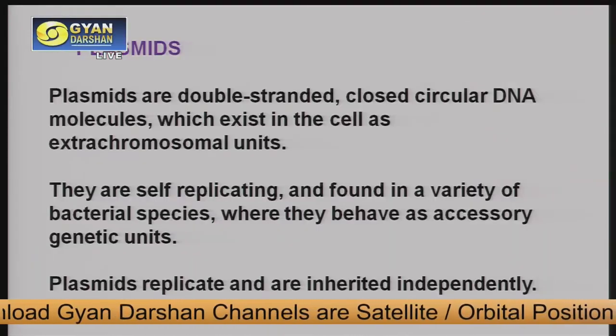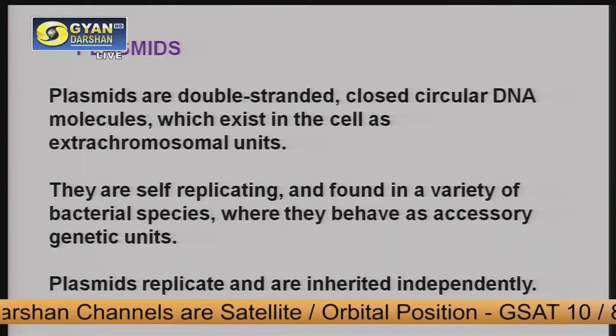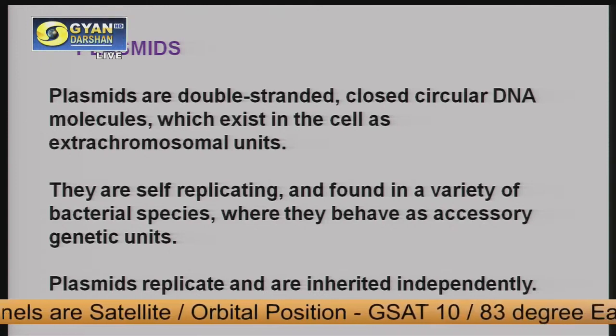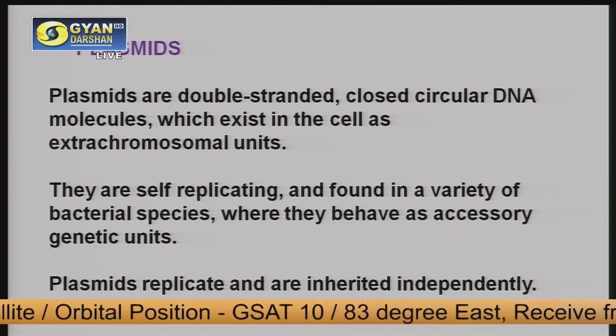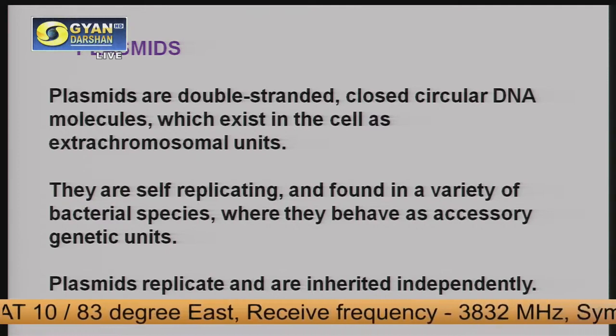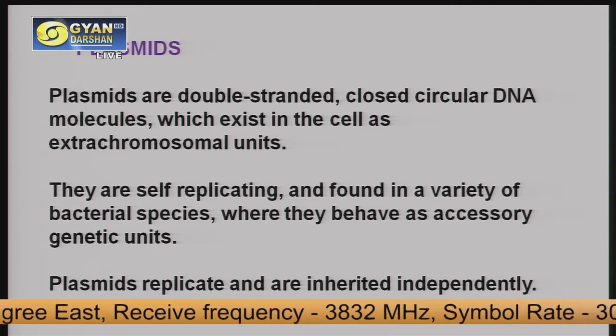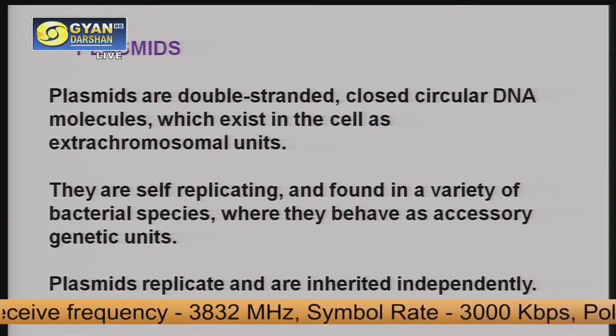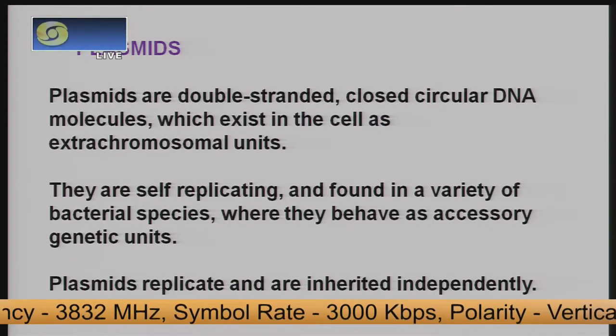They are self-replicating and found in a variety of bacterial species where they behave as accessory units, and mostly they are circular DNA molecules, double-stranded circular DNA molecules which can replicate autonomously. That means their replication is not dependent on the nuclear machinery, or the chromosomal DNA machinery. It is independent of that.